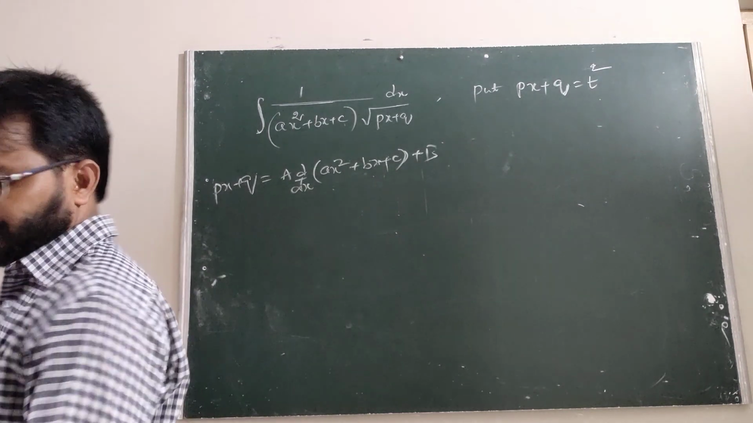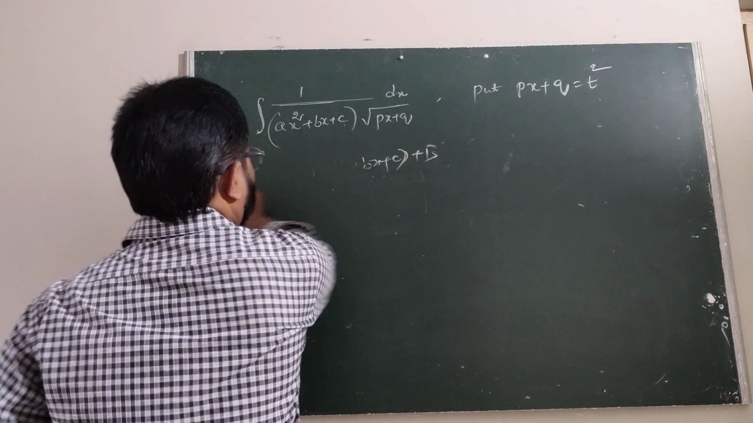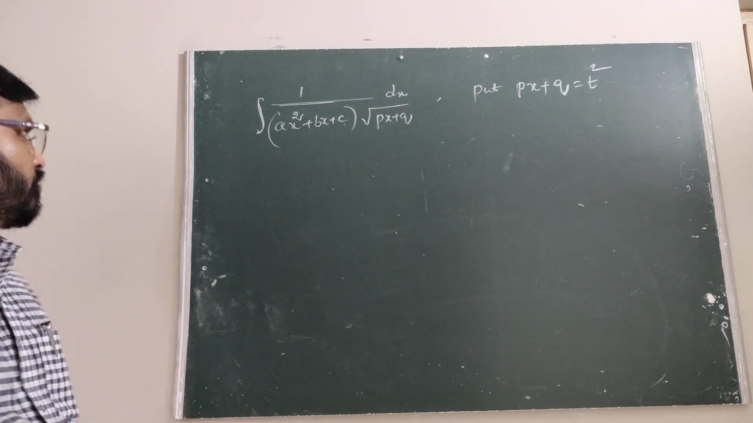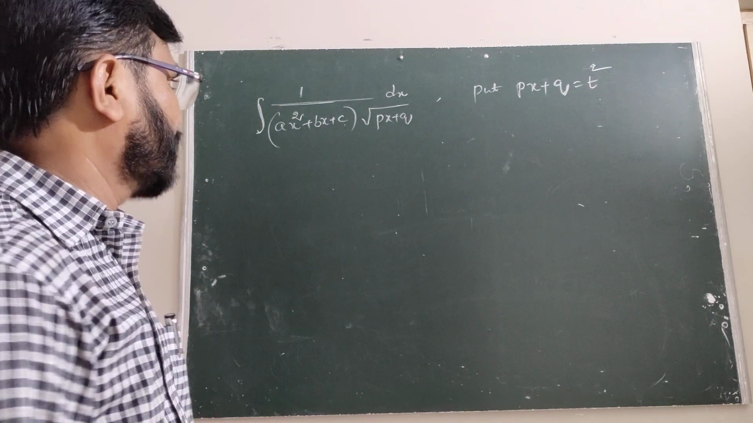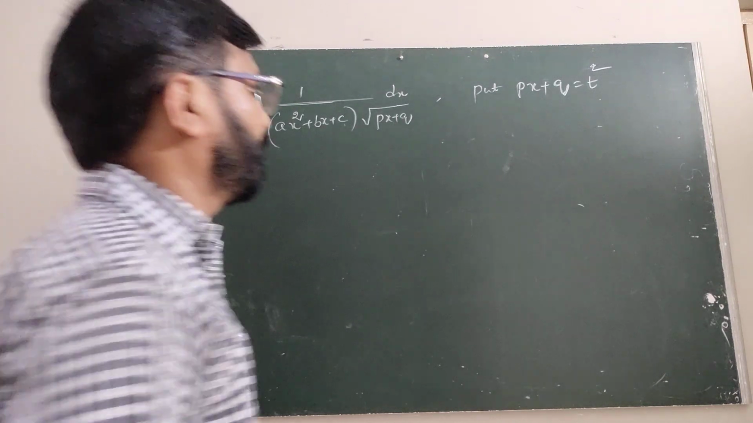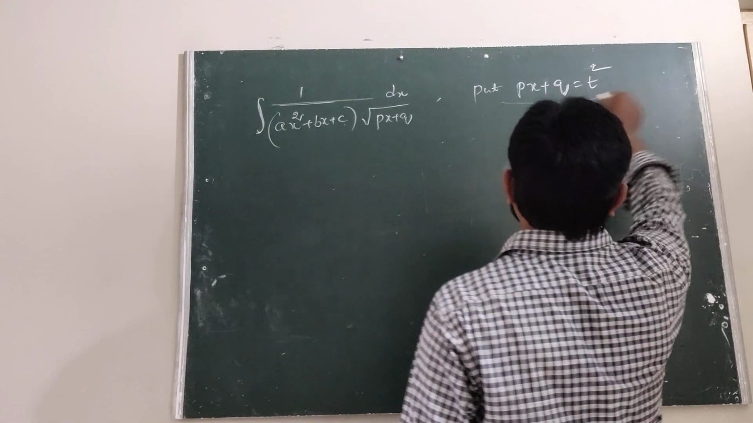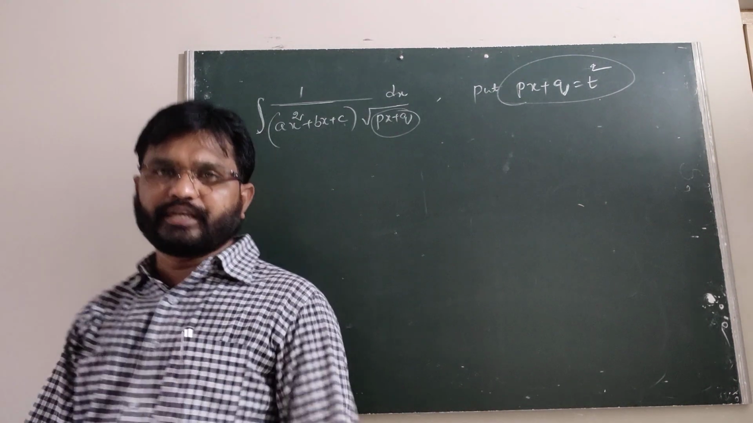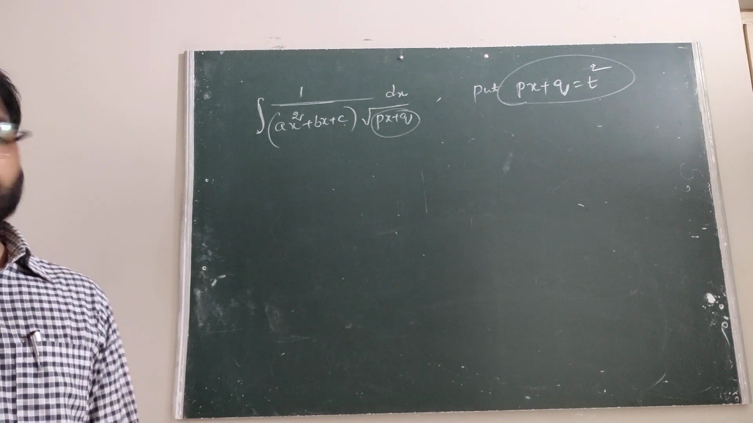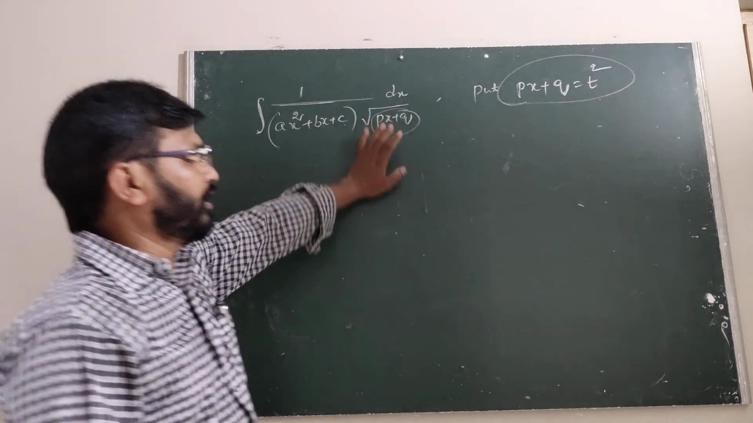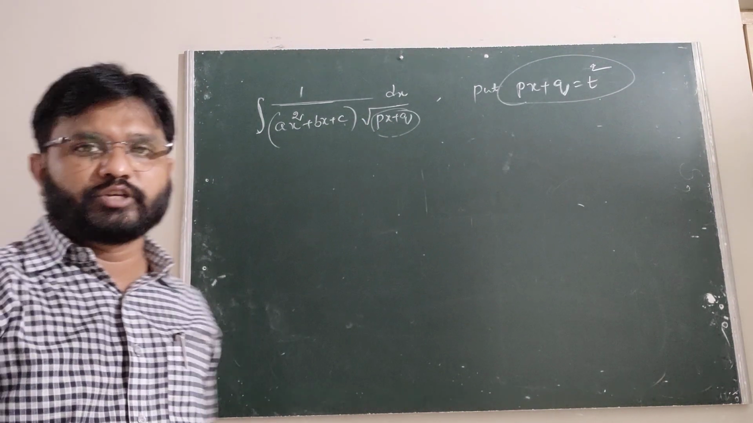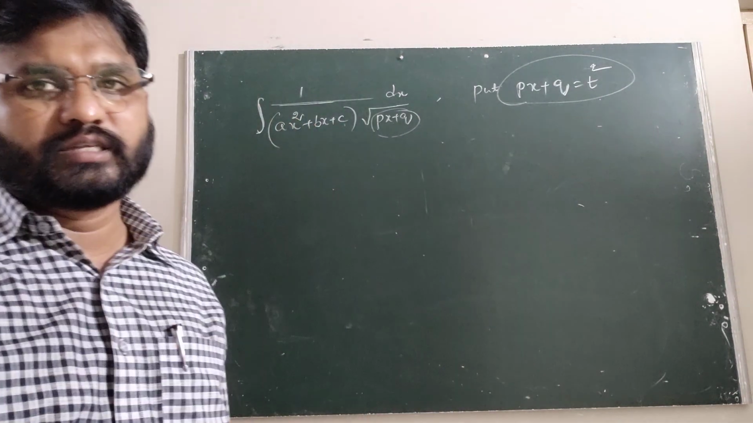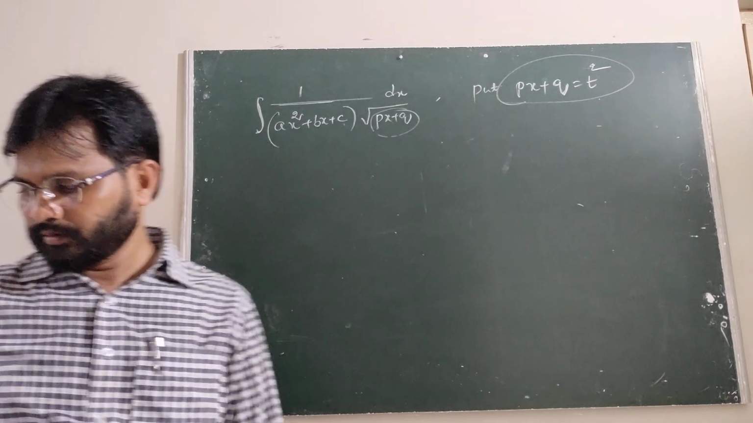Now the integral of 1 upon (ax square plus bx plus c)(px plus q). How to evaluate this type of integral? Here we take the px plus q part, the under root part, as t square. Is it okay? Now we are going to discuss one example.